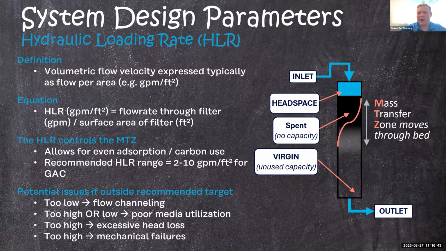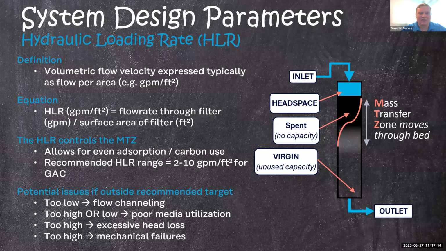So looking at this figure on the right, the water enters the inlet at the top portion of the carbon bed. And then only a certain top portion of the bed is actually removing contaminants at first. And then as that top layer gets spent, the carbon below it starts being used. And so you kind of have a mass transfer zone that moves down through the bed as carbon on top is slowly being used. And so having the right hydraulic loading rate allows that mass transfer zone to not be too high or too low. It allows for even absorption and carbon use overall.